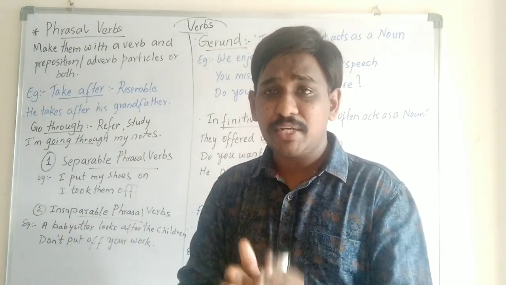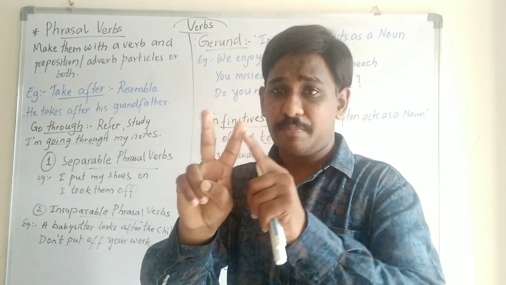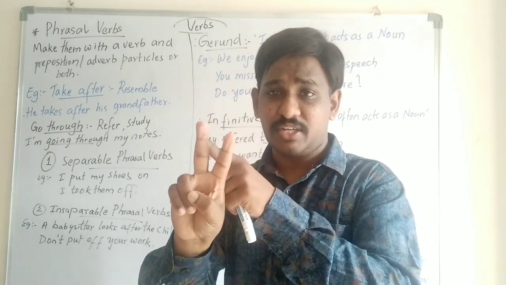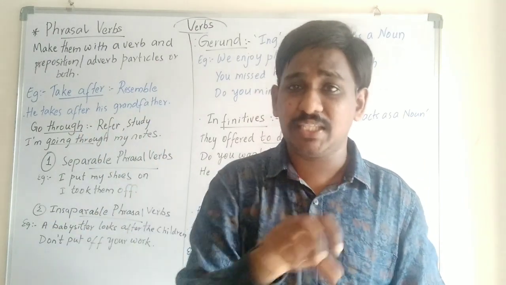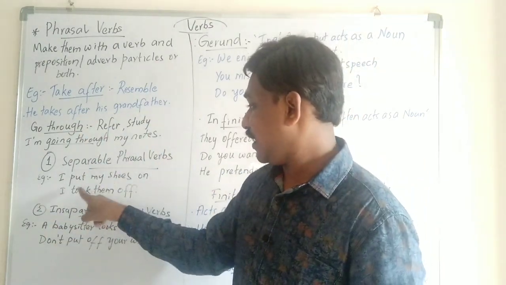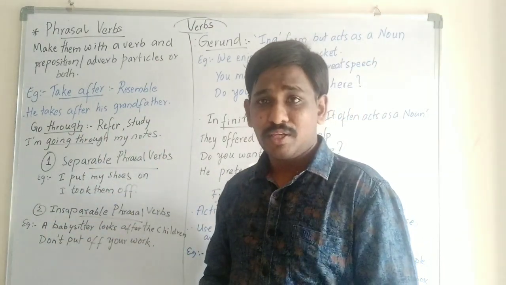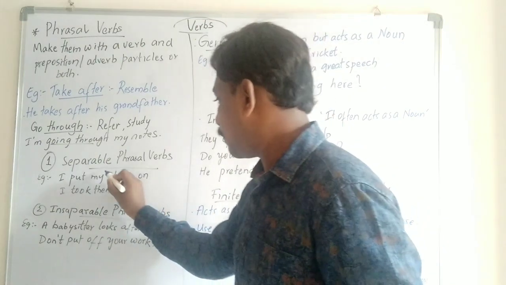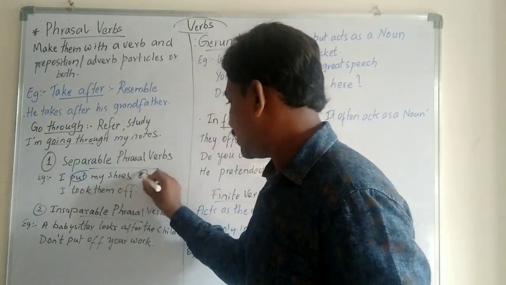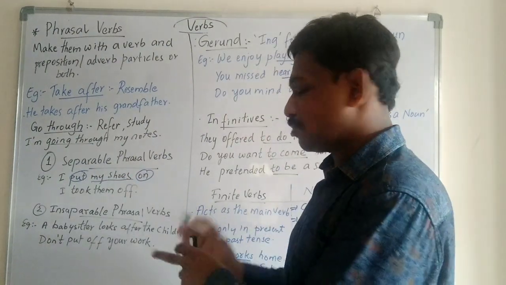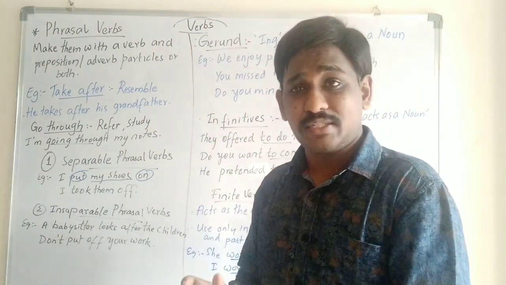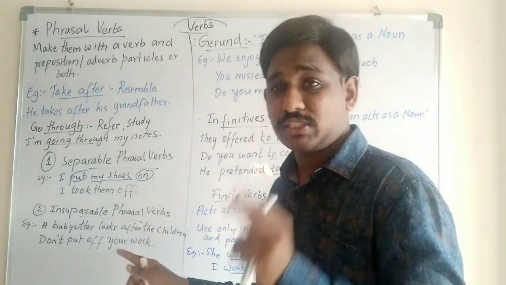Phrasal verbs can be divided into two: separable phrasal verbs and inseparable phrasal verbs. Separable means you can separate the phrasal verb and add something in the middle. For example, I put my shoes on. So what is the phrasal verb here? Put on is the phrasal verb. So you added something in the middle. I put my shoes on. I put on my shoes, all right. Even I put my shoes on also is correct.